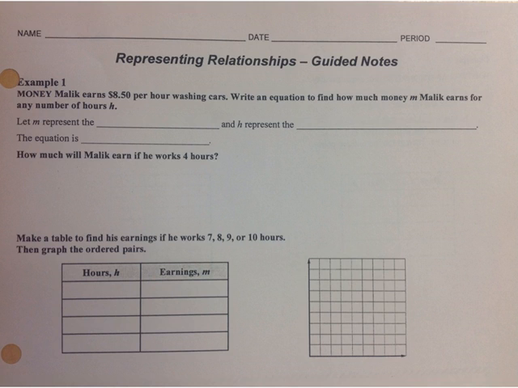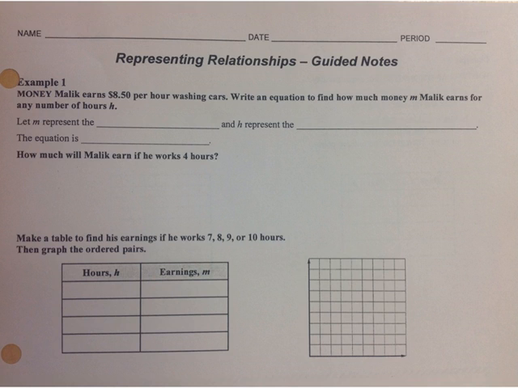So we're going to go ahead and start our new unit, Unit 4. And the first lesson is going to be on representing relationships. And that's what our guided note sheet is going to be on. So if we look at example 1, it says money. All right, and Malik earns $8.50 per hour washing cars.